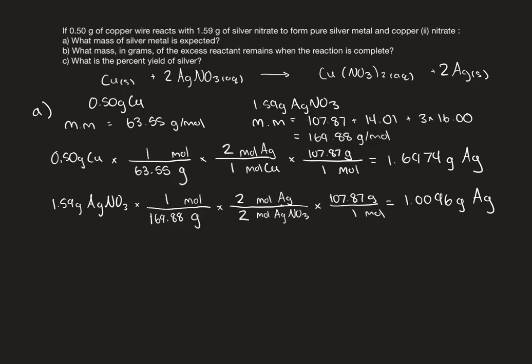So looking at my 2 final answers, I see that silver nitrate produces the least amount of silver. Therefore, silver nitrate is the limiting reactant, copper is the excess reactant, and 1.0096 grams of silver is expected. So I'm going to write a brief statement. Therefore, 1.01 grams of silver is expected.